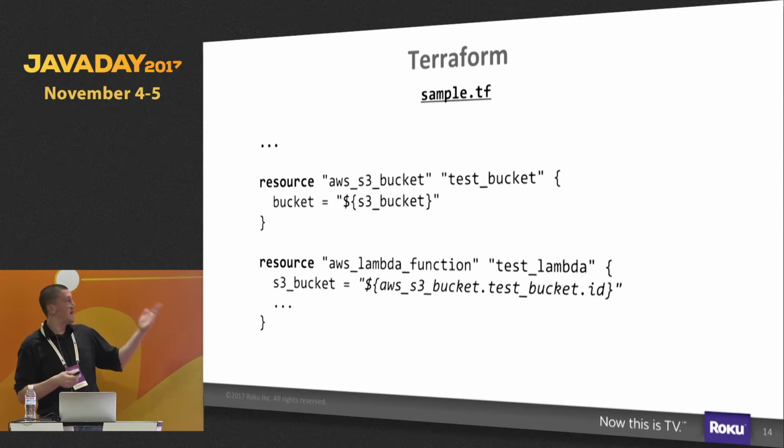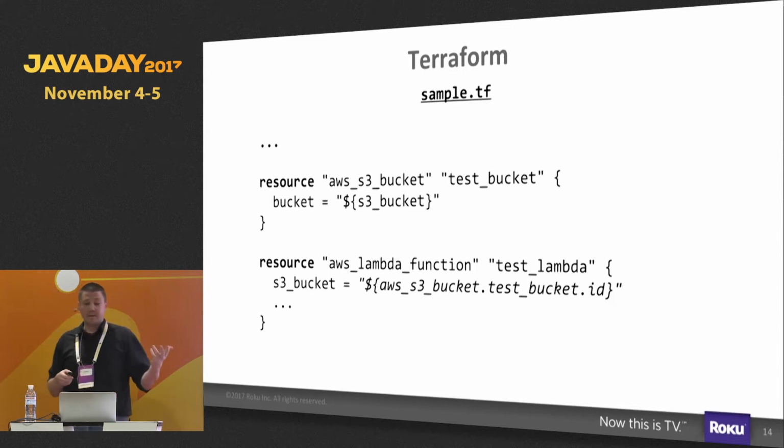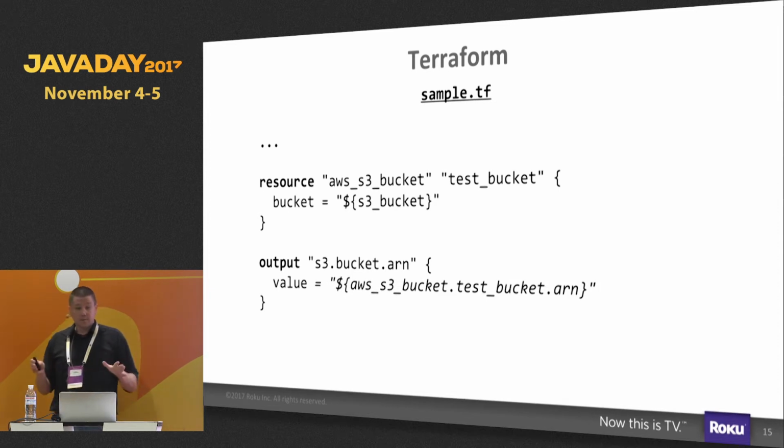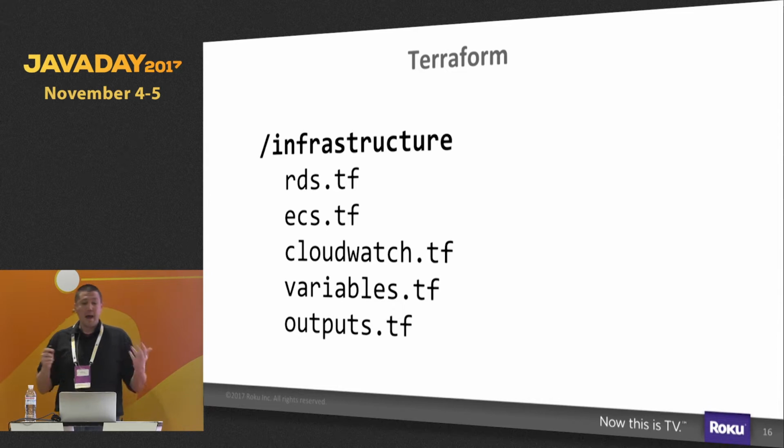Here you may see an AWS Lambda function referencing an S3 bucket we just defined. And Terraform can define outputs, so other projects can reference resources you created. So here's another example. We publish our bucket ARN so other projects can define their own lambdas to use this bucket. And you can organize your scripts in multiple files.